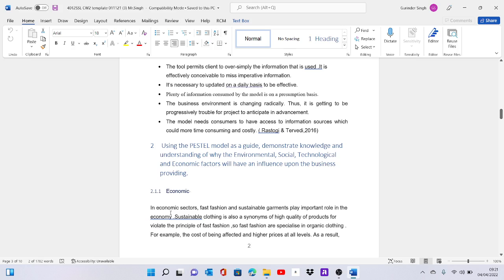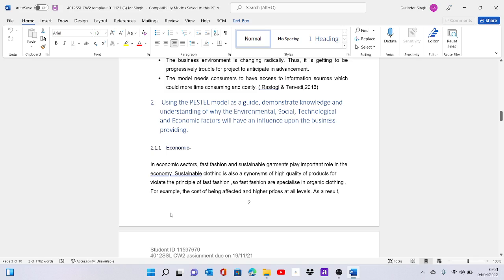Using the model as a guide, I will demonstrate knowledge and understanding of why the environmental, social, technological, and economic factors will have influence on the business. First of all, economics. In the economic sector, fast fashion and sustainable garments play an important role. Sustainable clothing is also a synonym of high quality, against the principle of fast fashion. So fast fashion companies are specialized in organic clothes.